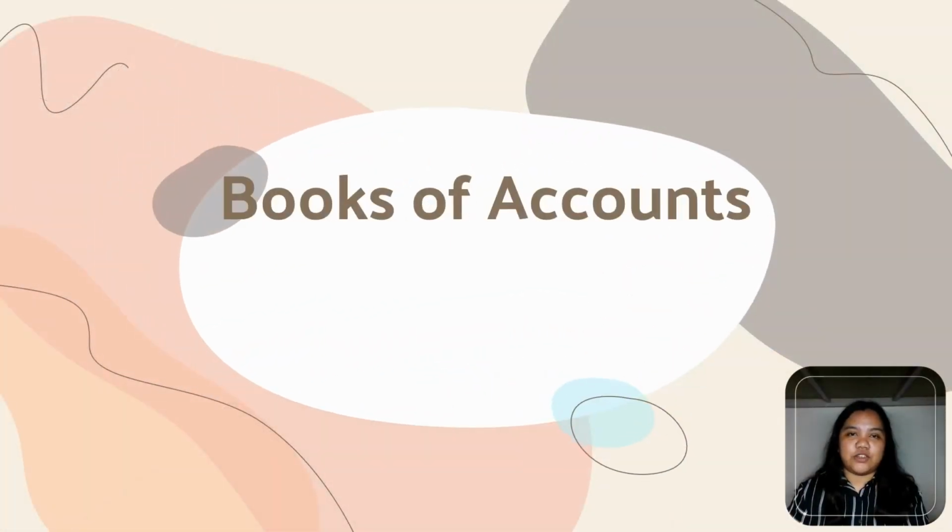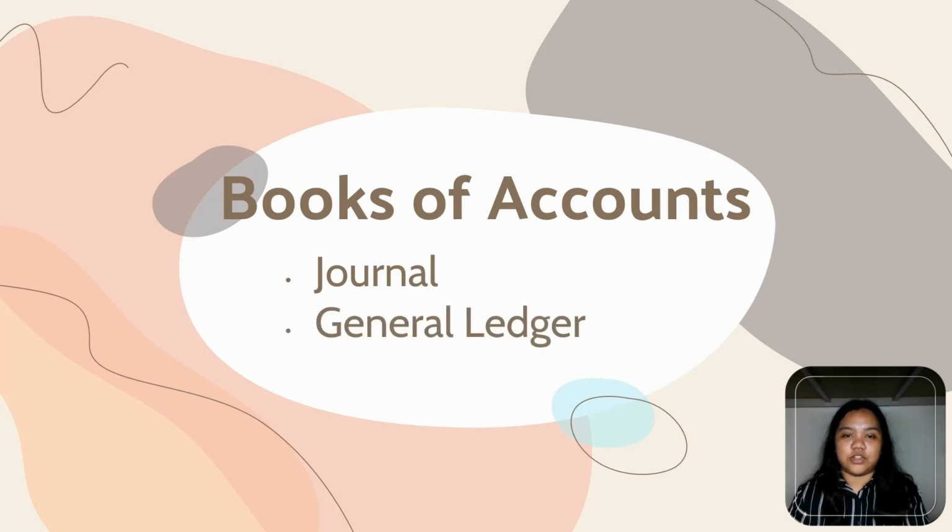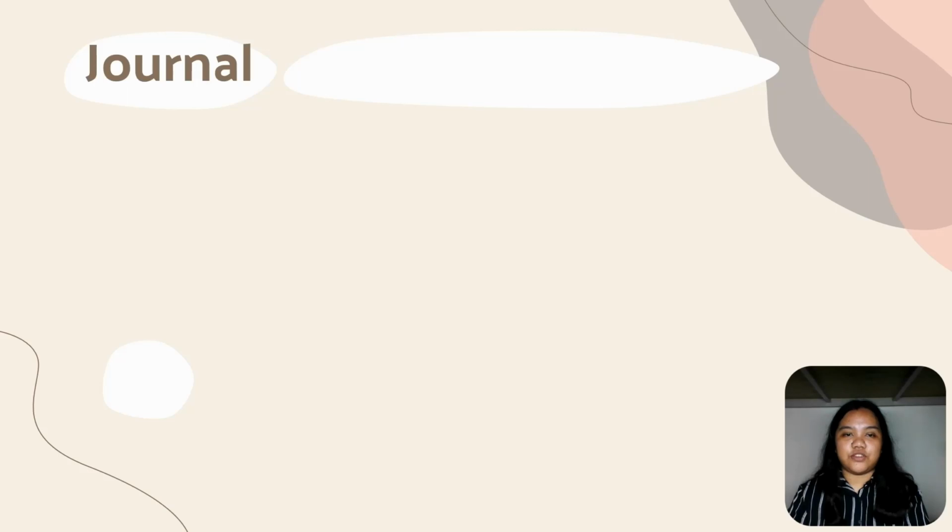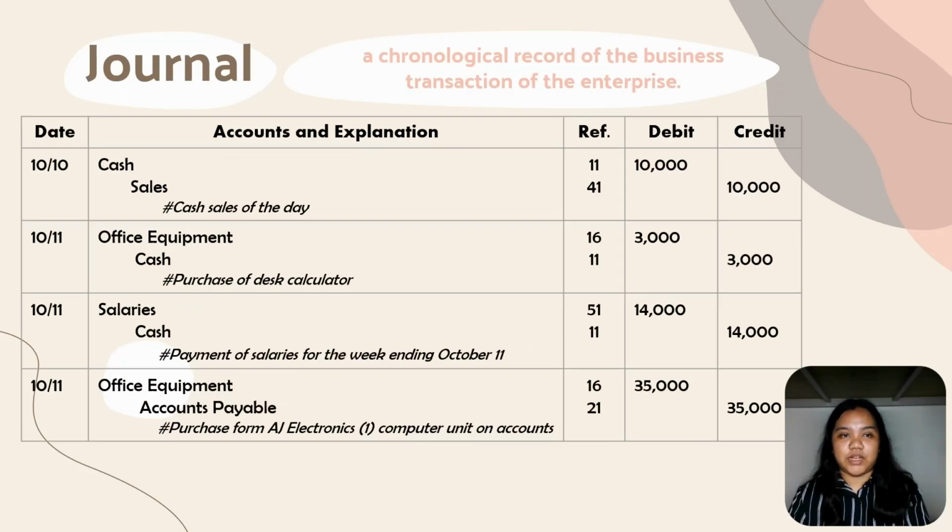Books of accounts are accounts usually used by the accountant to record the daily transactions of the company. They are the journal and the general ledger. When you say journal, it is a chronological record of business transactions of the enterprise.